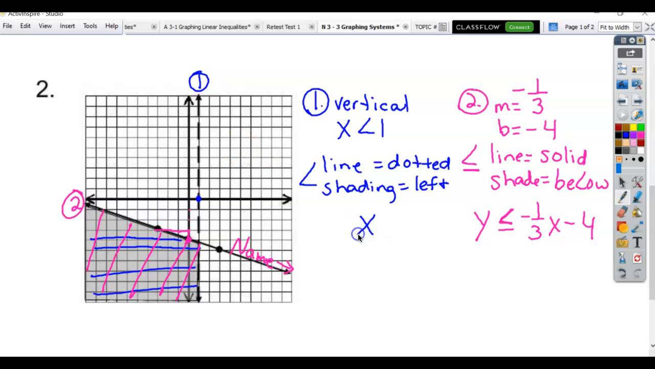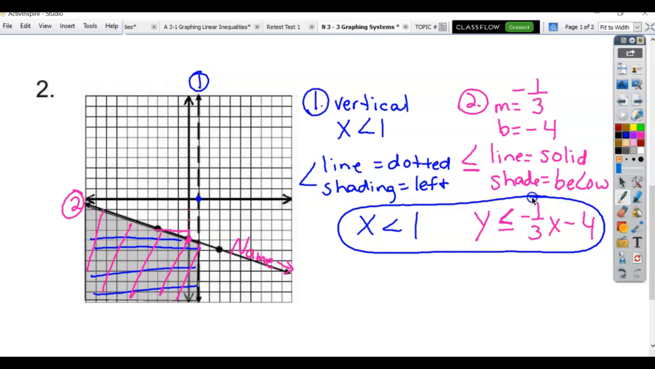The other equation was x is less than 1. So this is my pair right here for the system of inequalities. Okay, let's go to the next one.